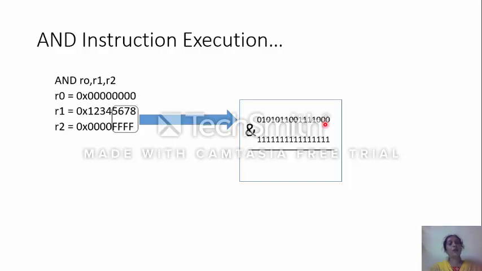I repeat it. If you AND anything with 1, the result will be the bit itself. For example, if you AND 0 with 1, the result will be 0. If you AND 1 with 1, the result will be 1. So whatever number you are having as the input, the same number will be maintained here. So what is the output you are getting? It's 5678 only. Now let us go to the other half of the number, that is the remaining upper 16-bit number.